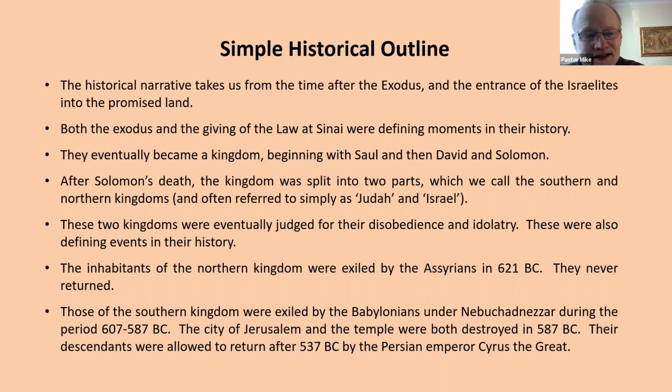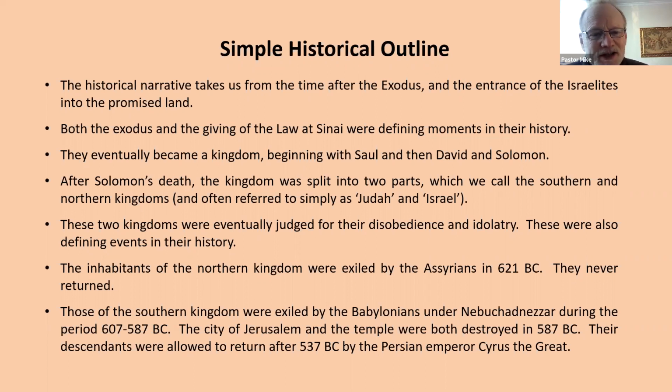And both the Exodus from Egypt and the giving of the law at Mount Sinai, which is in Exodus chapter 20, were defining moments in the history of Israel. They came out of Egypt under the leadership of Moses, and they were constituted a nation together when God gave them his law covenant at Mount Sinai a few months later.